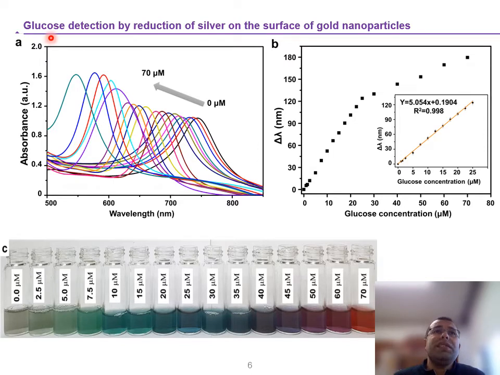And this is glucose detection by reduction of silver on the surface of the gold nanobipyramid. With increasing the concentration of glucose from 0 micromole to 70 micromole, there is a shift in absorption wavelengths from 740 for 0 until reaching 560 for 70 micromole. And this is the relationship between the shift in wavelengths and concentration of glucose. We get this relationship from 0 until 70, and this is the linear range between the shift in wavelengths and concentration of glucose.